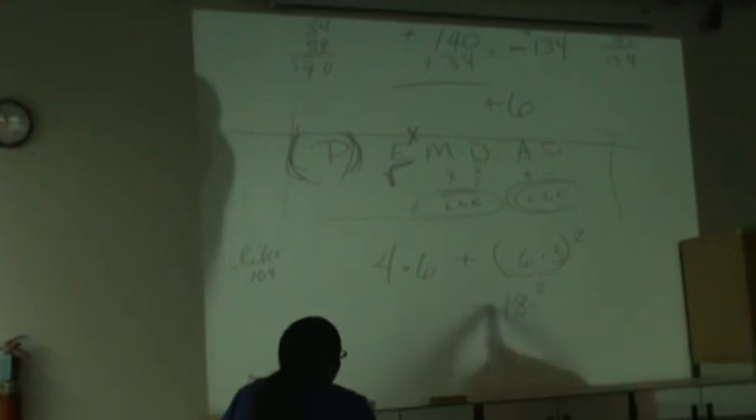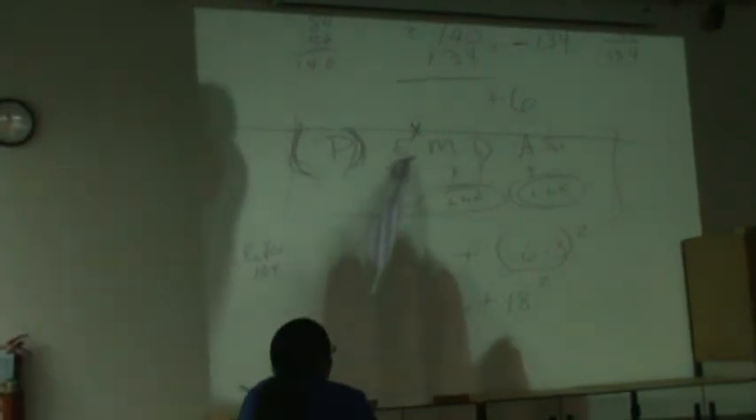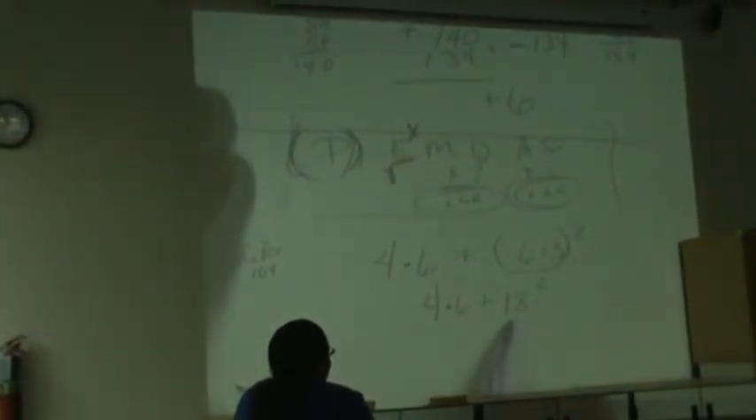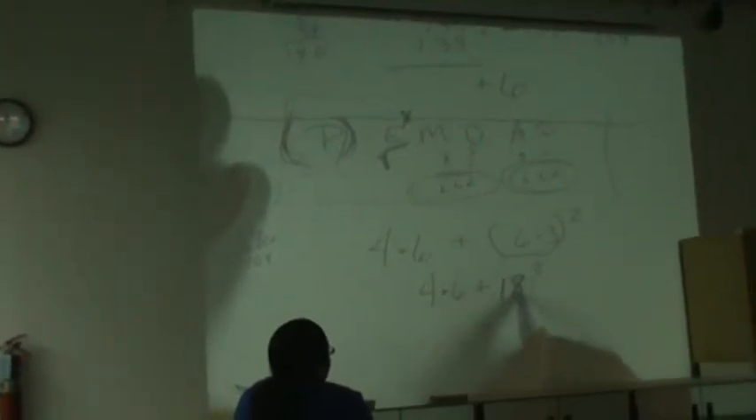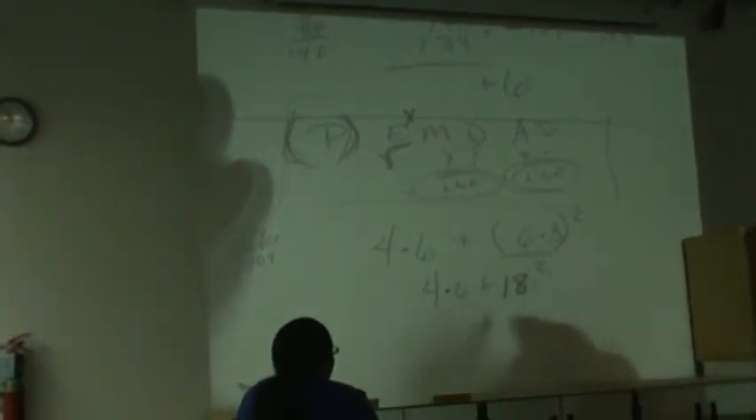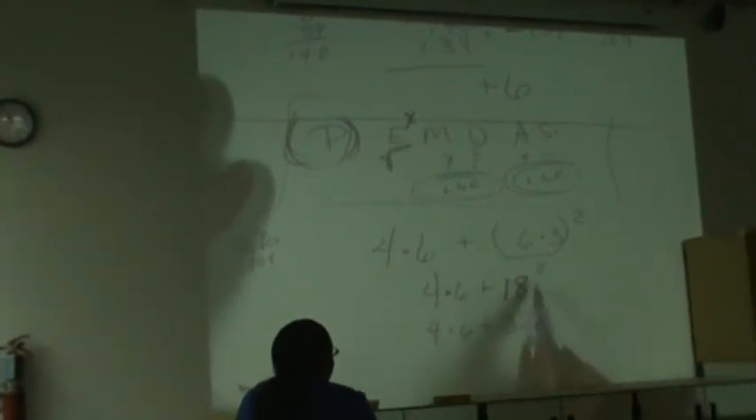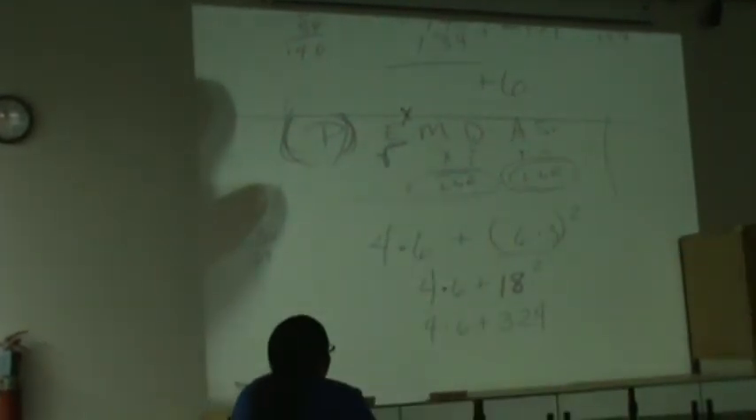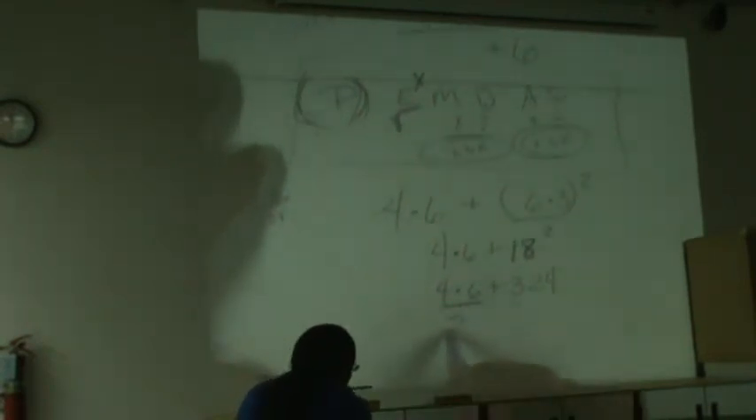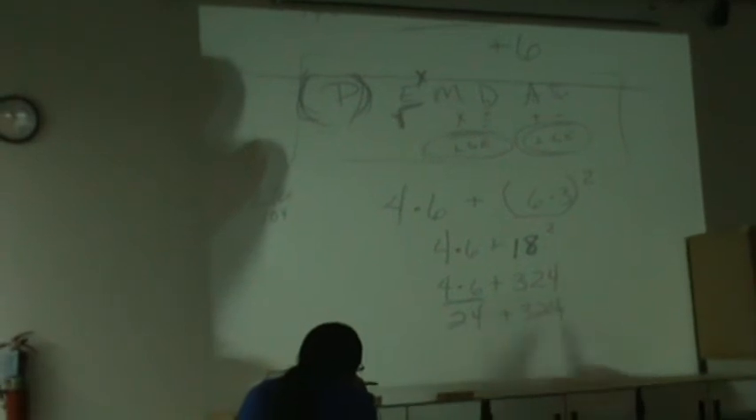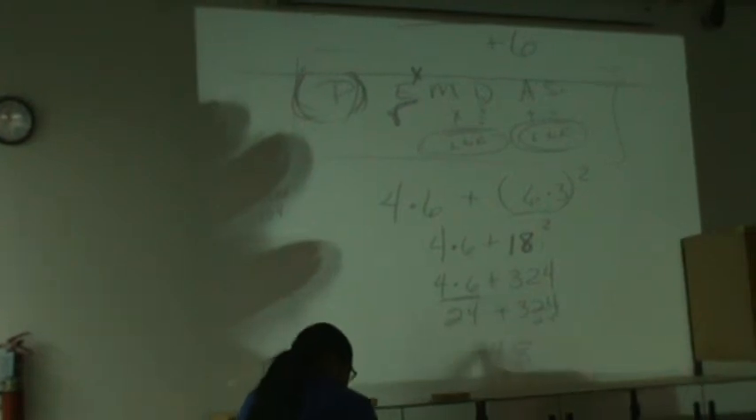You can leave it out of the parentheses now. Now that we've done parentheses, do your exponents or square roots. Here's an exponent. What is 18 times 18? 36. No, 18 times 18, not times 2. 324. 324? Okay. Now that you've done exponents, then you're going to do multiplying and dividing from left to right. There's only one multiply or divide, so let's do that. What is 24? So 24 plus 324 is 348.